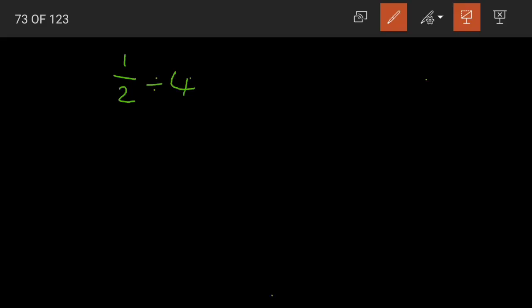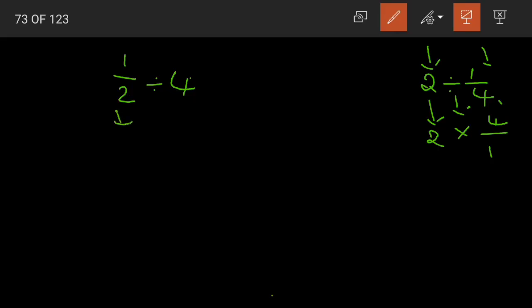If you remember from the previous example where we divided a whole number, what was it? 2 divided by 1 by 4. Yes, whole number divided by fraction. What did we do, children? We kept the dividend as it is. The division symbol changed into multiplication and the divisor, we wrote its reciprocal. Yes, so in the same way, if we apply the same concept to this, the dividend is written as it is, the division symbol changed into multiplication, and the divisor we have to write its reciprocal.